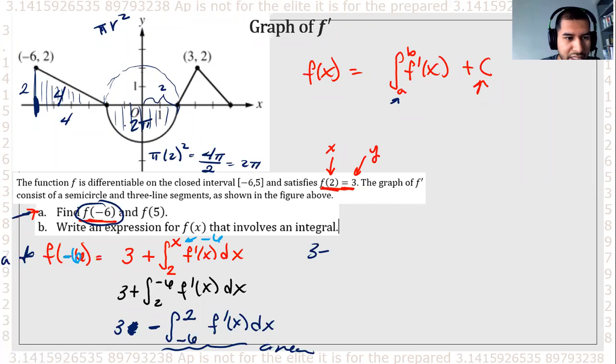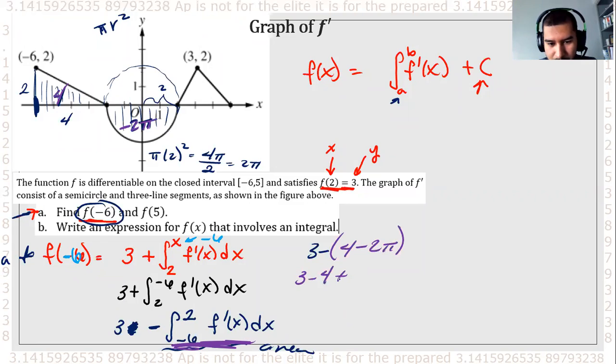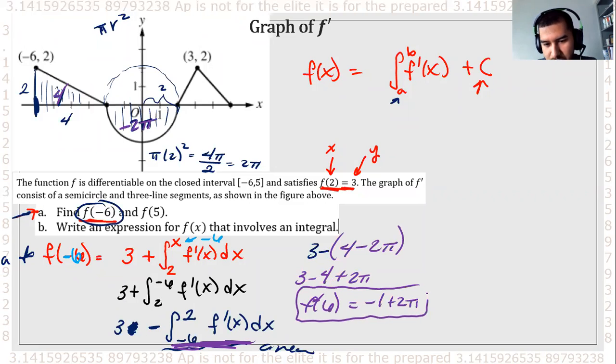Sorry, 2 pi, but it's below, so it should be negative, right? Any area below the x-axis is negative, and this right here is positive. So it's going to be minus positive 4, right? Because all of this was the area, minus 2 pi. So it's the same thing as saying 3 minus 4 plus 2 pi. So the answer will be f of 6 is equal to, if I simplify, negative 1 plus 2 pi. That's my answer for f of 6.